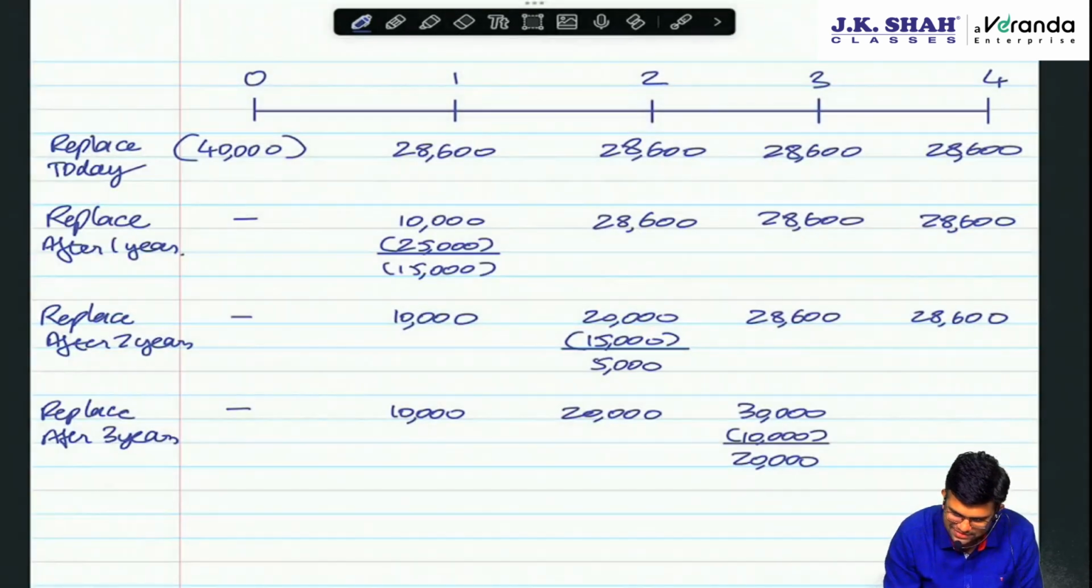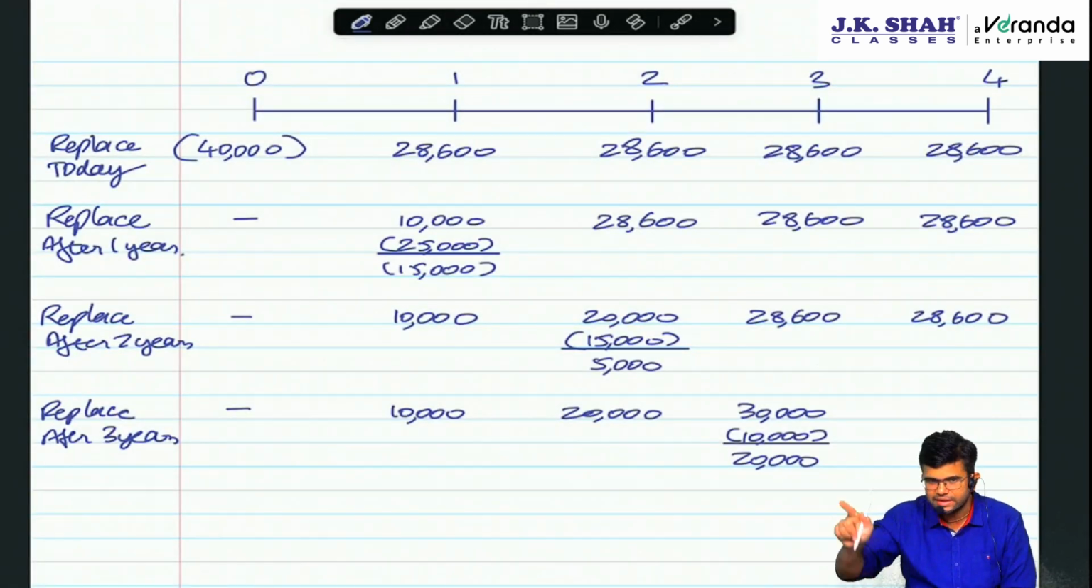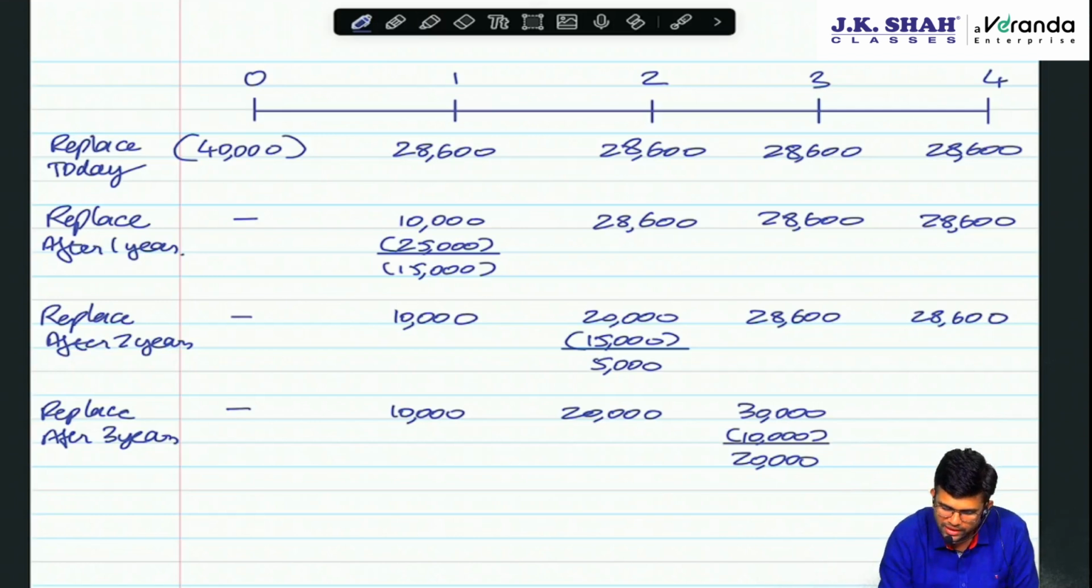And this is a printing mistake in JKS. Yeah, it is the original ICAI question. It is 10,000. Okay. And tell me, last year what will happen? 28,600.